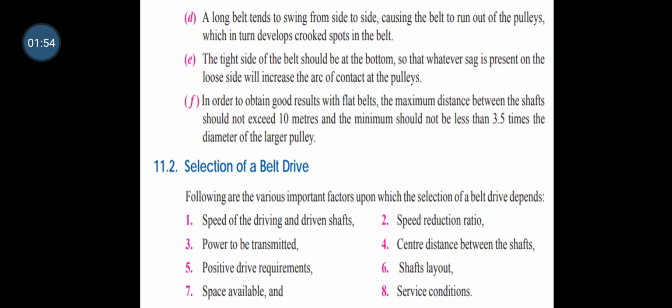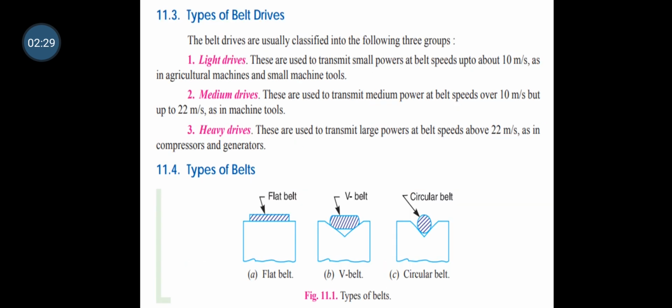And the next topic is the selection of belt drive. The various important factors upon which the selection of belt drive depends are: speed of the driving and the driven shaft, speed reduction ratio, power to be transmitted, center distance between the shafts, positive drive requirements, shaft layout, space available, and service conditions. These are all the various factors for selecting the belt drive.